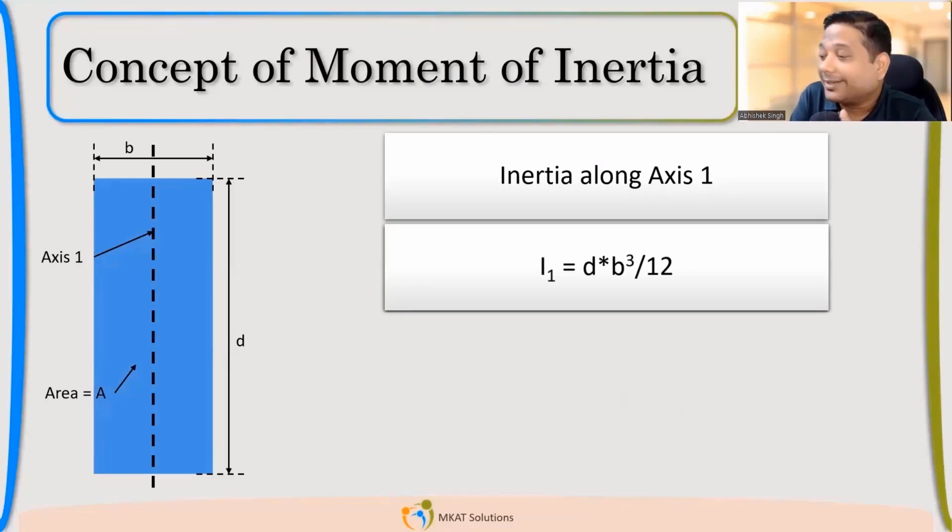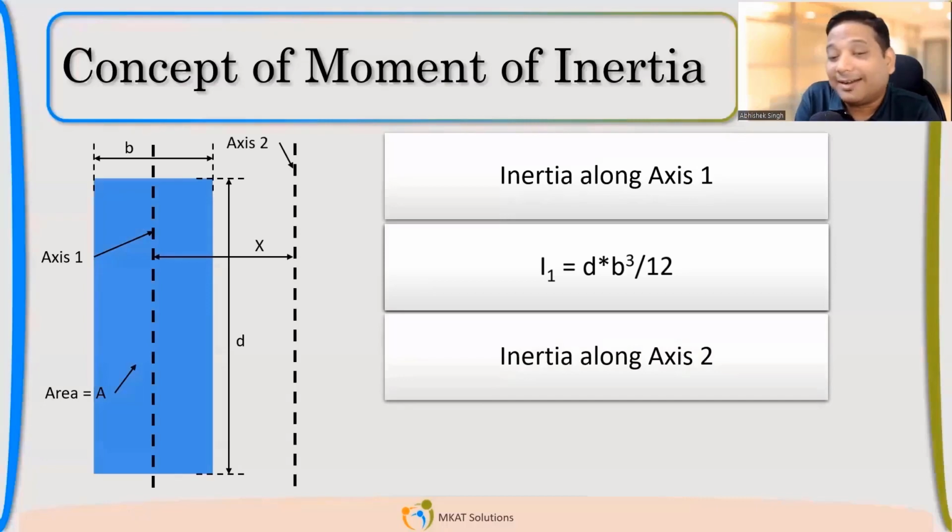Now I'll ask the next question. What is the moment of inertia along this axis? The axis 2, which is x distance away. What will be the moment of inertia of this shape about this? Use the same terms. Already, the x value is given. The distance of that axis is given. So can you write the moment of inertia of that shape about the second axis? Can you write it?